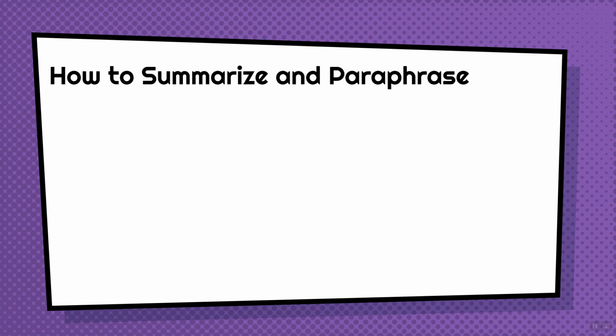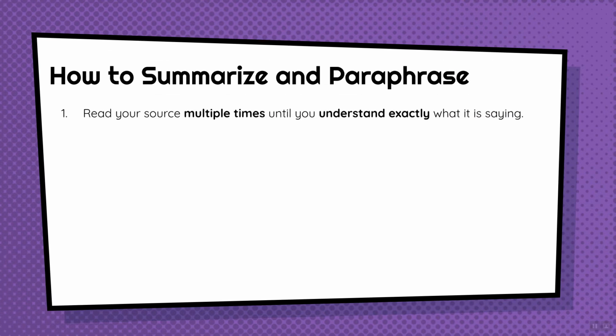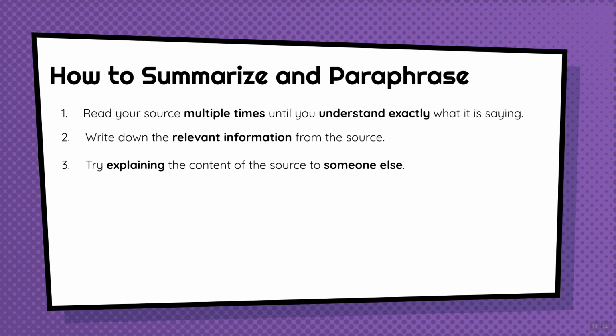Summarizing and paraphrasing is kind of tricky, paraphrasing in particular. In order to write a summary or paraphrase, first read and reread your source multiple times until you understand exactly what it is saying. Then write down the most relevant information from the source. Try explaining the content of the source to someone else. This could just be trying to speak it out loud, maybe even recording a voice memo in case it's really great and you want to use it. Next, rewrite the information in your own words and sentences so it becomes a coherent part of your paper written in your own style.